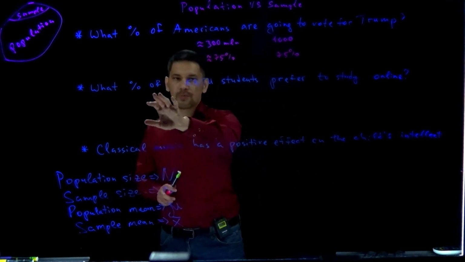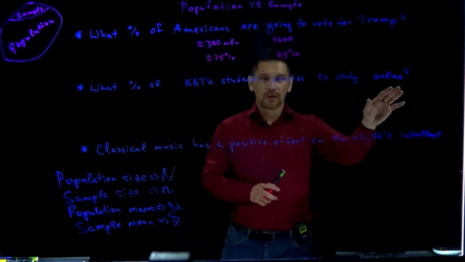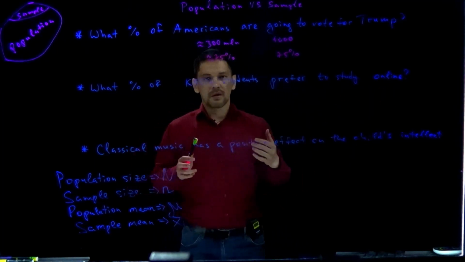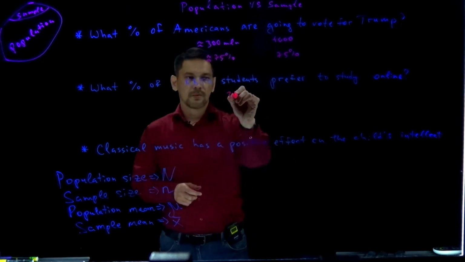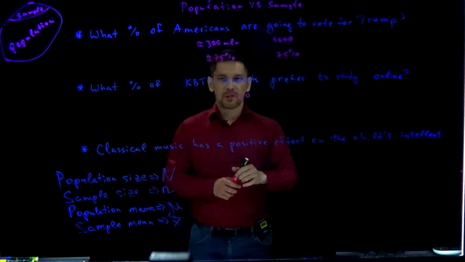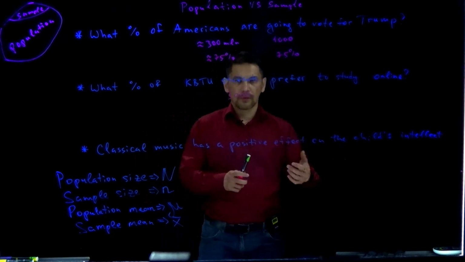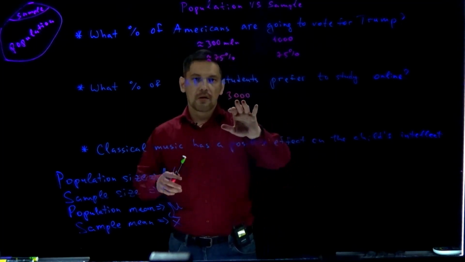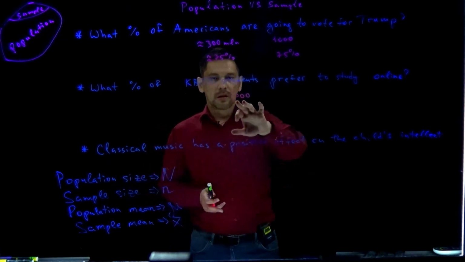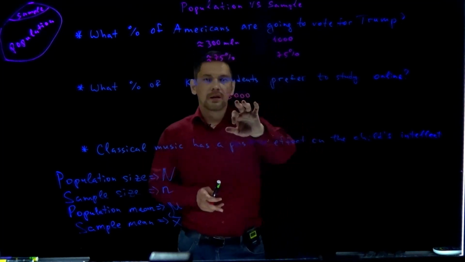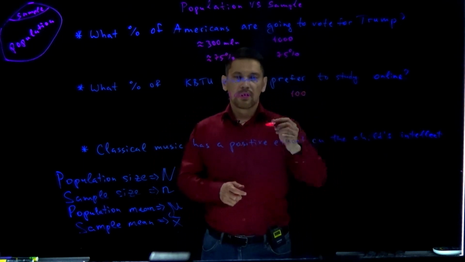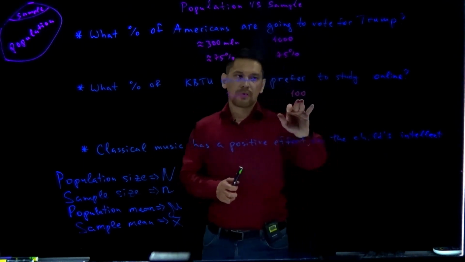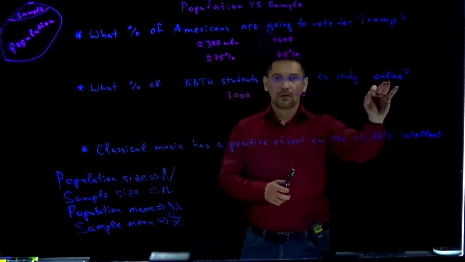Let's say I want to know what % of KBTU students prefer to study online. Well, let's assume that the population of KBTU is 3,000 students. Let's assume that KBTU has 3,000 students in total. Now, I can't survey all the 3,000 KBTU students. I don't have time for it. So I decide to choose a small group of, let's say, 100 KBTU students, and I ask each one of them if they prefer to study online or not.